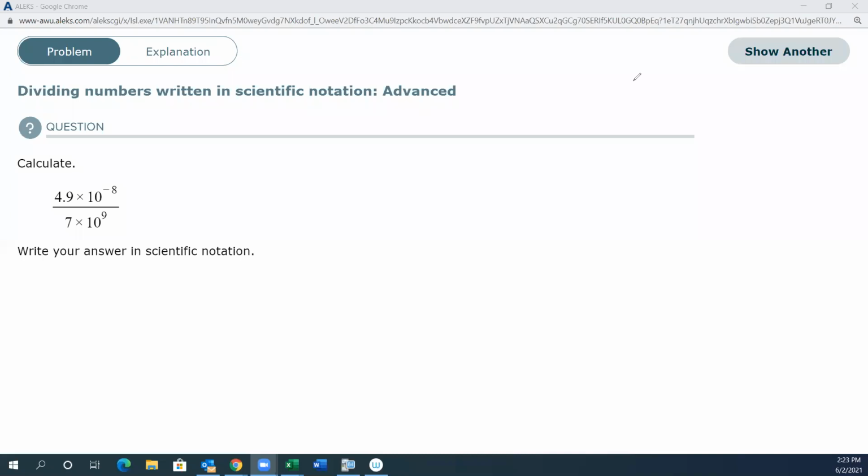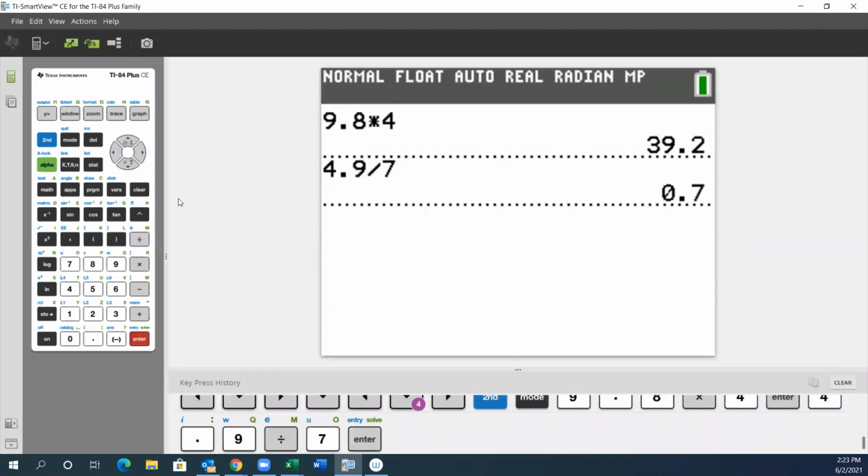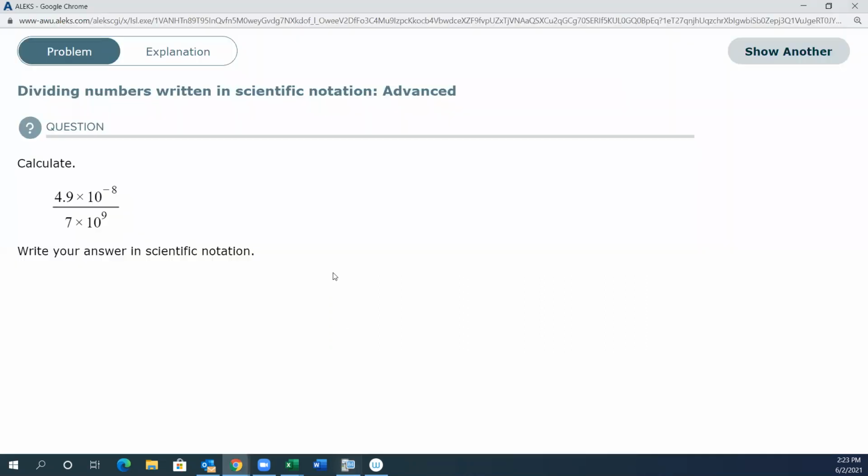Now we do the same thing, except it's division. So we've got 4.9 divided by 7 to kick things off. So let's do that. And we get 0.7. How wonderful is that? And then we've got these guys with division. The bases are the same, so I can subtract the exponents. And -8 minus 9 is -17.